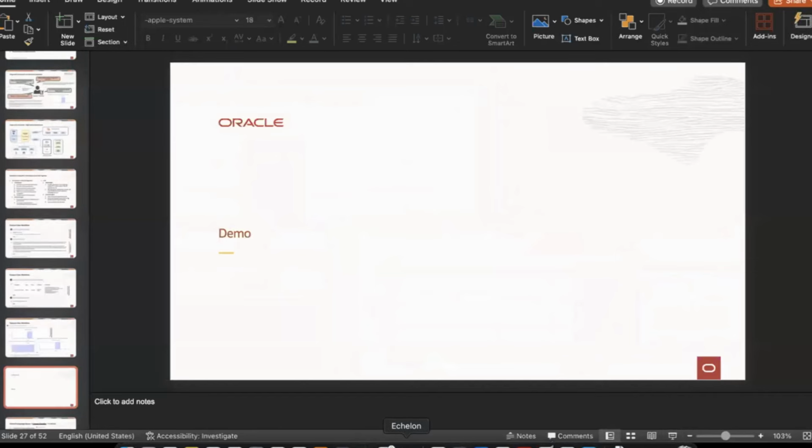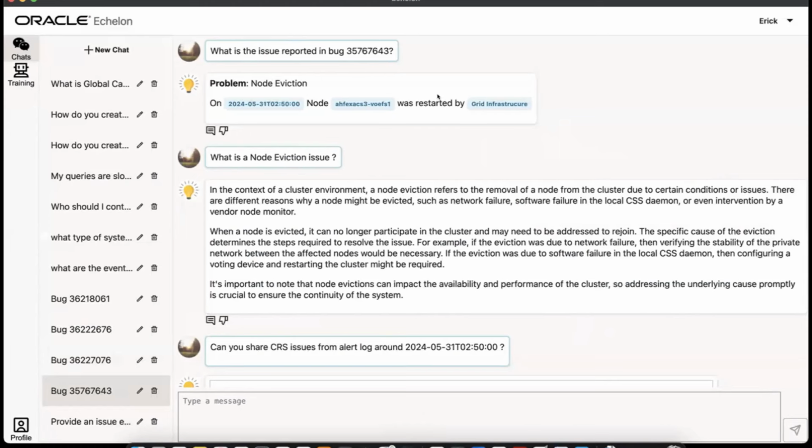So I have the Echelon client on my dock. And with that, we would go into the same use case. This is the Echelon interface, which is a chat-like interface that provides you a way to interact with various different diagnostic data sources. So the user would ask what the issue is that has happened in the particular bug, and we would be able to make a call to the API, understanding the bug description and classifying it. Here the problem is related to node eviction, and we get details regarding the time at which the node eviction issue happened, on which node it happened, etc. So it's an intent-based response.